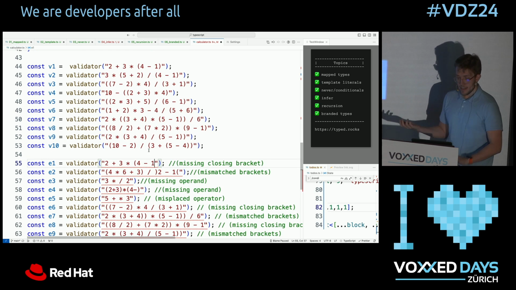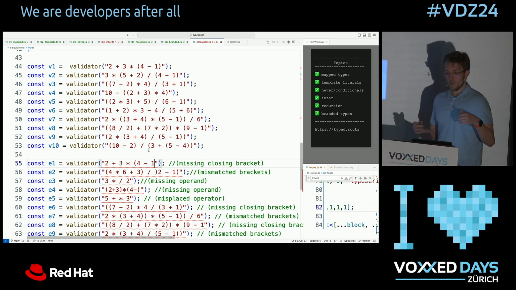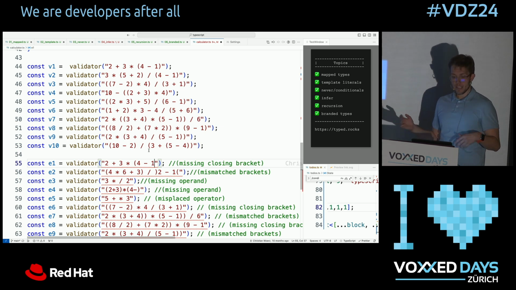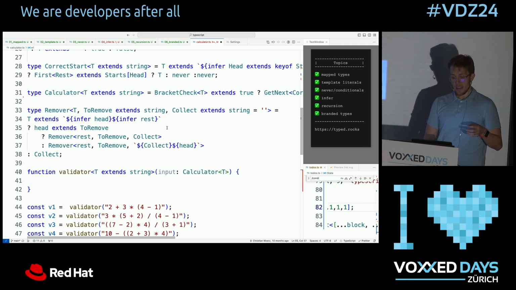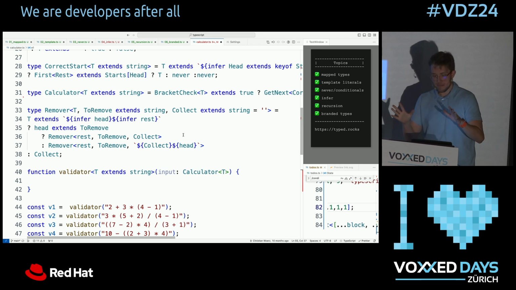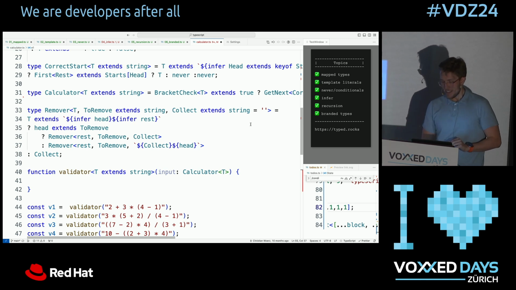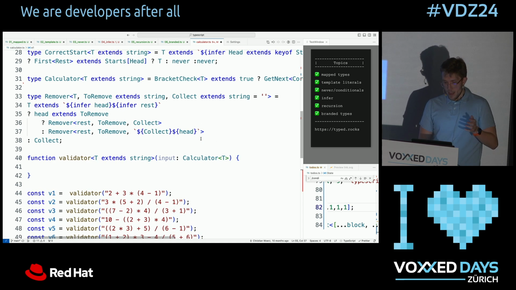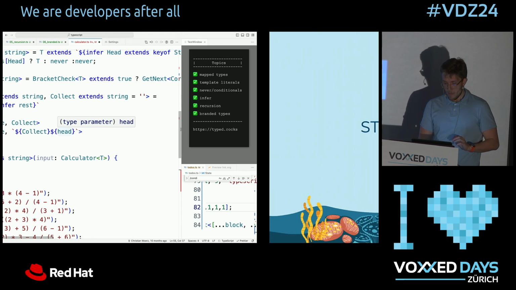So in there, everything was done with all the things we have seen today. We have worked with mapped types, template literals, never types. Also infer was used heavily, and it's really cool what you can do with infer, but I did not want to scare you, so I kept it a little bit easier. I also used recursion heavily. The only thing not in there are branded types. All right, so now let's go back to the presentation.